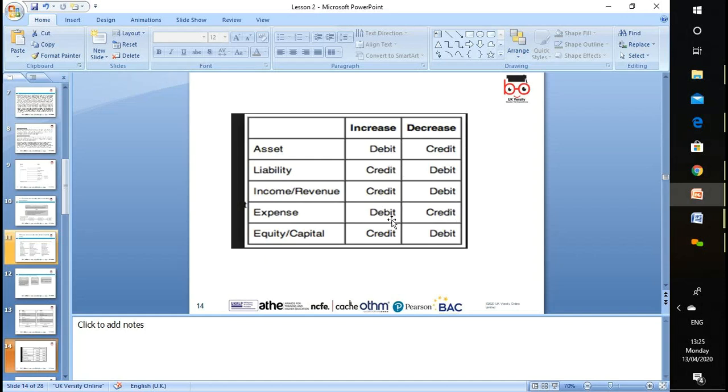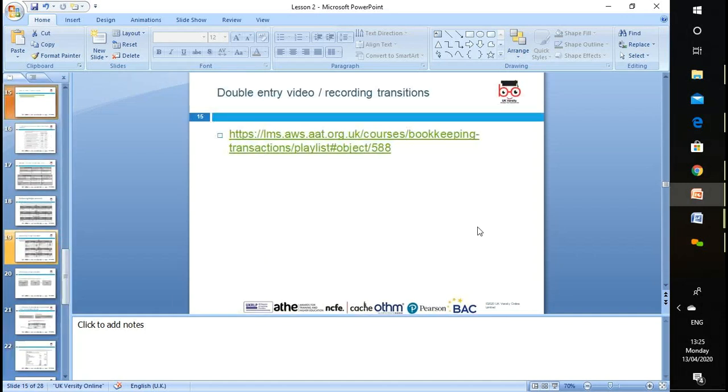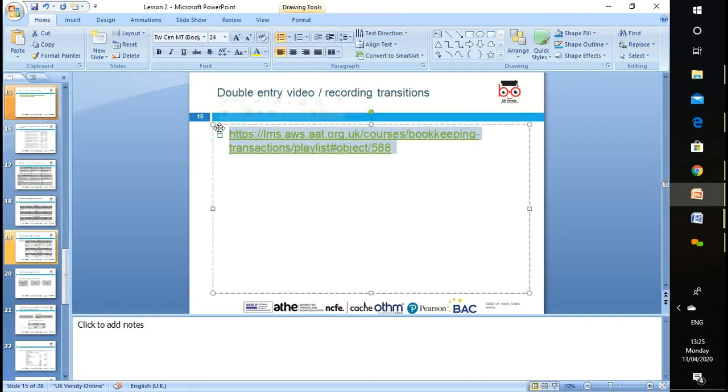When income increases we do credit, when expense increases we do debit, and when expense decreases we do credit. For equity, when you have more investment in the business, it means credit. When you draw something for personal use, you do debit. So that's the drawing.